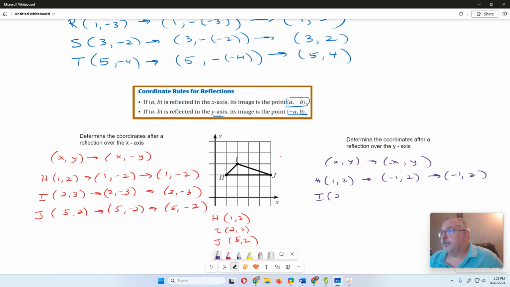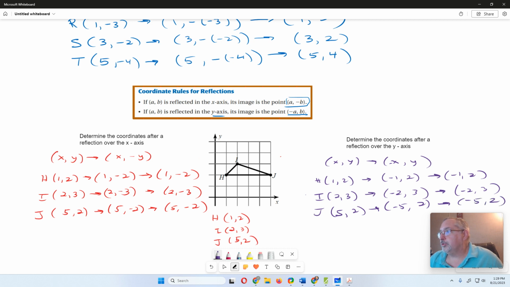I is at (2, 3). We'll apply the opposite to the first term, and that'll give us (-2, 3) for our final point. And then J is at (5, 2). We'll apply that opposite to the first term, and that'll give me my final coordinate.